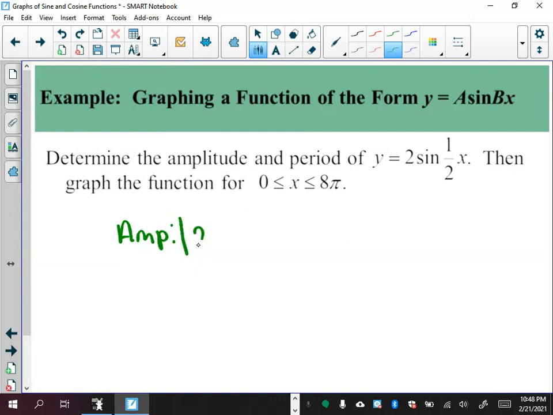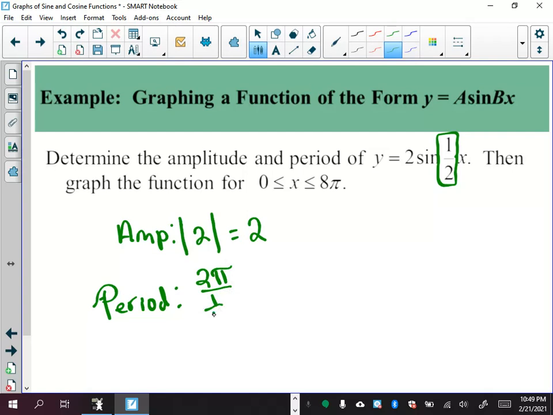So it's the absolute value of 2, which is simply 2. And then your period. So in this case, remember the last one we only had a 1. This one we have a 1/2. So remember your period is 2 pi divided by 1/2, which is simply 4 pi. Remember, copy dot flip.